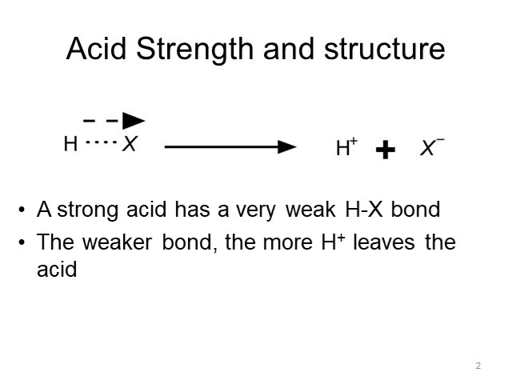Now, I almost always forget to include a question about acid strength and structure. I expect to have one online this semester. But essentially, if you want a good acid, a good acid donates a hydrogen. And so what we really need is a very, very weak HX bond, where X is just some generic acid formula. We want that hydrogen to just kind of fall off if you even look at it sideways. The weaker that bond is, the more H+ leaves. The more H+ leaves, the stronger your acid becomes.